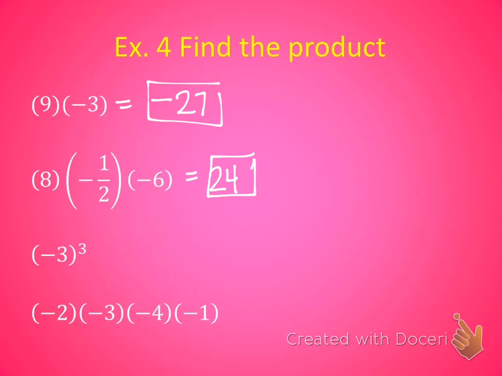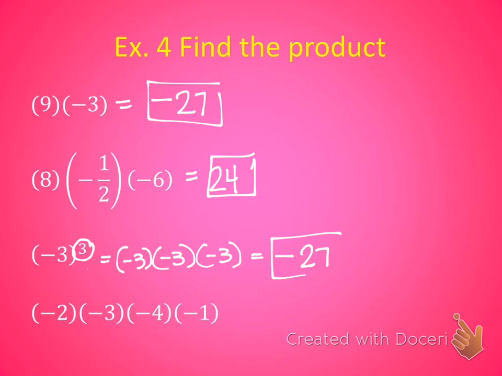Okay, now, here we go. We got a little tricky. -3 to the third power. So I'm going to write it out just like this: -3 times -3 times -3. How many negative signs do I have? 3. So what's my answer going to be? Positive or negative? Negative, because that's an odd number. What's 3 times 3? 9 times 3 is 27.